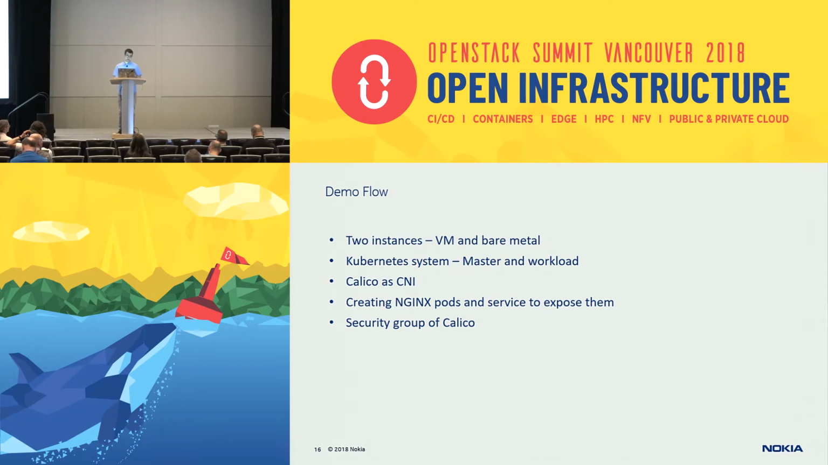Then we have the Kubernetes system, one master and one worker. The two instances are part of the OpenStack infrastructure. Then I will show Calico as the CNI. CNI is the container network interface. Then I'm going to create Nginx pods and a service to expose them. And I'm going to enable the security group, and after that, deny any traffic to those pods.